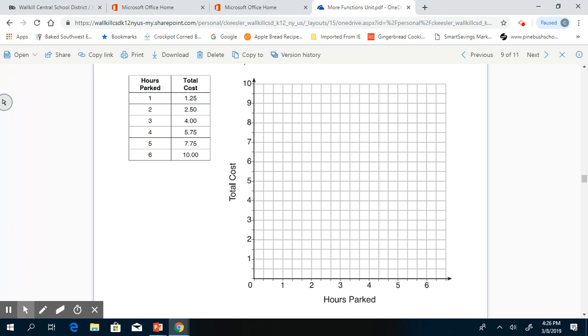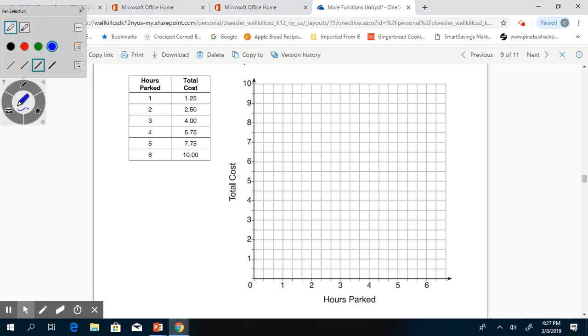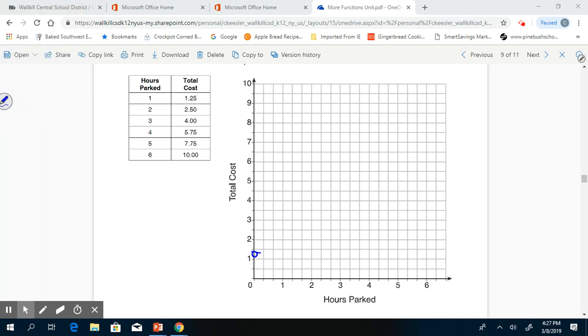So we start out with 0 hours. 0 hours doesn't cost you any money, but as soon as you pass that 0-hour mark and you're parked for a second, you are charged $1.25. So we go to 0 and $1.25 and place an open circle. And then we draw our first step all the way over to 1 and end it with a closed circle. So that first line tells us that anything between 0 and 1, not equal to 0 but equal to 1, is going to be charged $1.25 for parking.